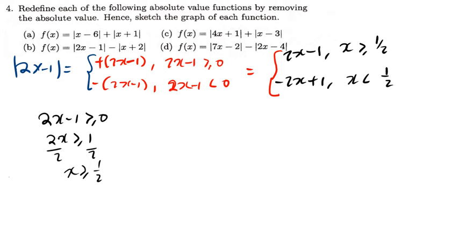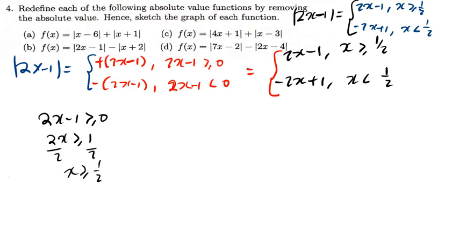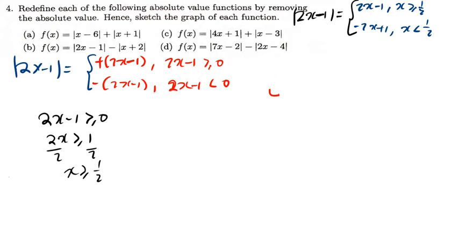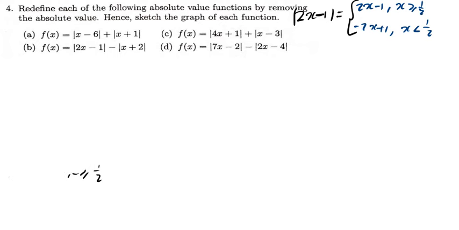So I've redefined the first part, of which I'm going to put it here. I'll put it there. So we have 2x minus 1 for x greater than or equal to half. Then negative 2x plus 1 for x less than half. Done. I've redefined the first part. Now let's go ahead and redefine the second part. So the second part is x plus 2.